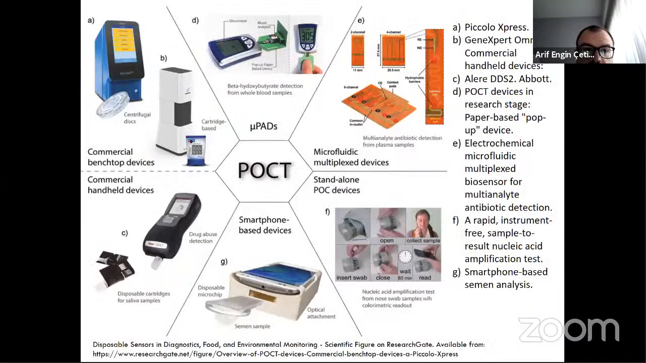So, as I told you, there are different types of POCT devices: electrochemical POCTs, electrochemical biosensors integrated to a microfluidic chip, which makes it a lab-on-a-chip device. There are other devices, optical POCT devices that are integrated to a cell phone. Yeah, this is another platform.